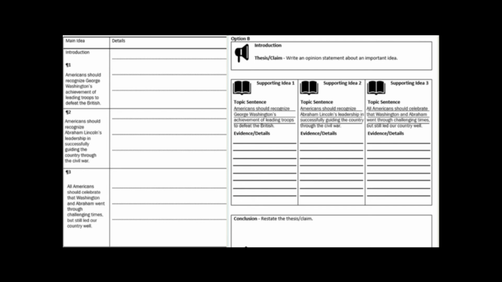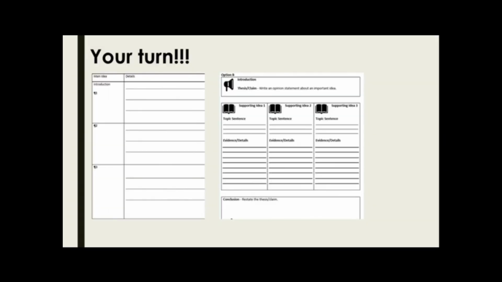Remember, you should not be doing each of these. Again, this is your topic sentence. These are some of the details or evidence that you're going to use to explain it. And that's how you can organize your writing. So in a couple of minutes, you're going to get an opportunity to try this on your own, choosing option A or option B.